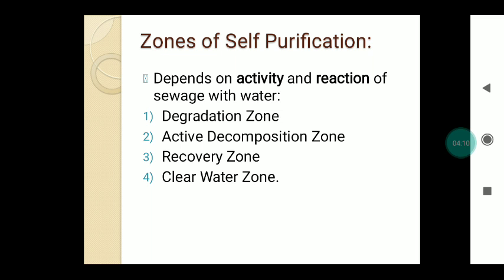Next point is the zones of self purification. These zones depend upon the activity and reaction of the sewage with the water. In that, the first zone is the degradation zone, second is the active decomposition zone, third is the recovery zone, and the last one is the clear water zone. So let us discuss step by step each particular zone of self purification.